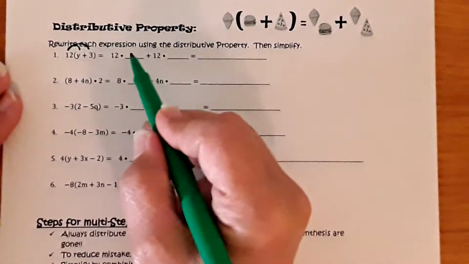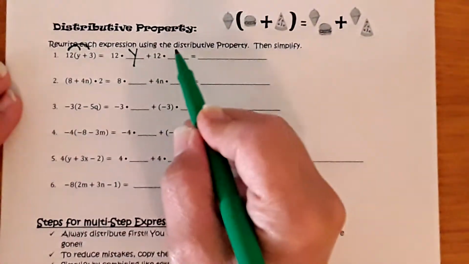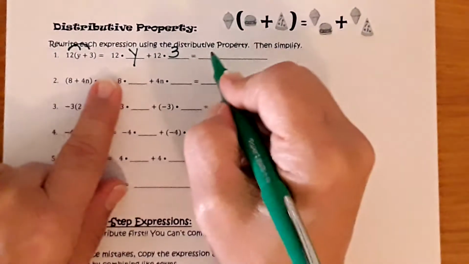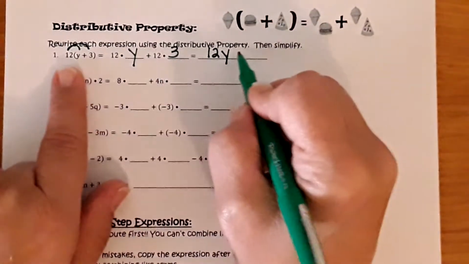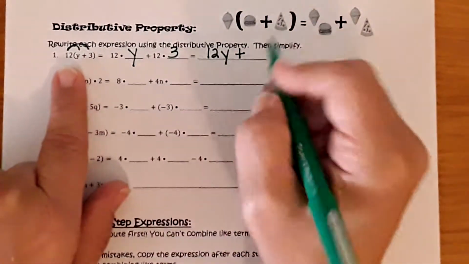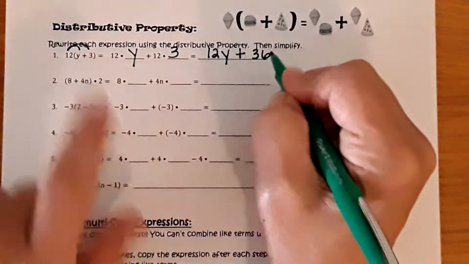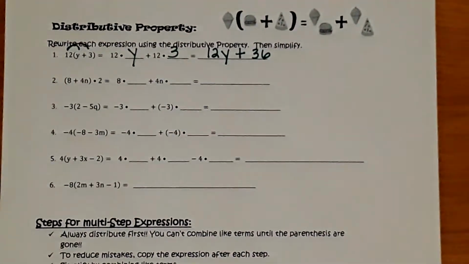So it's 12 times y and then 12 times 3. 12 times y equals 12y. I'm going to put the addition sign there. And then 12 times 3 is 36. First answer.